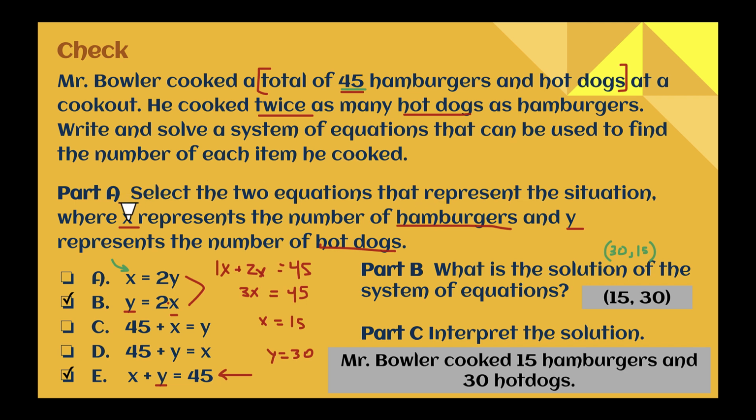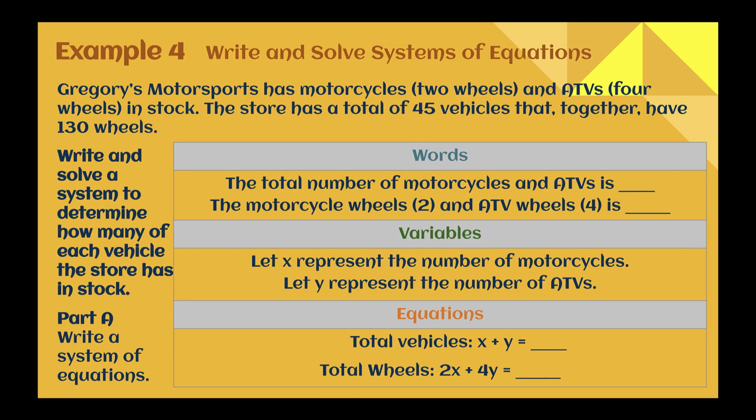But saying X is hamburgers, this is saying 30 hamburgers, 15 hot dogs. But hot dogs should be twice as many. Here it's saying hamburgers is twice as many. So you could get to the end and realize that you had your variables backwards. It happens. Please double check that what you get as your answer makes sense in the context and the information that you're given.